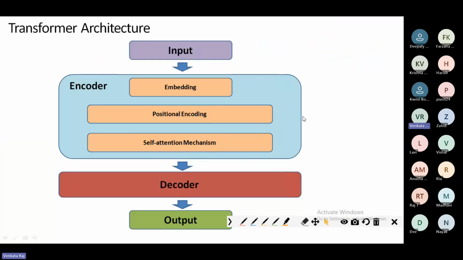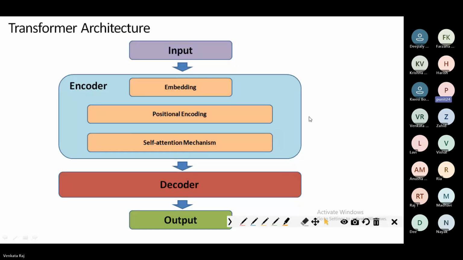Okay, so this is the transformer architecture. All the modern LLMs follow this transformer architecture, and they process the input and generate the output based on it. So remember this.